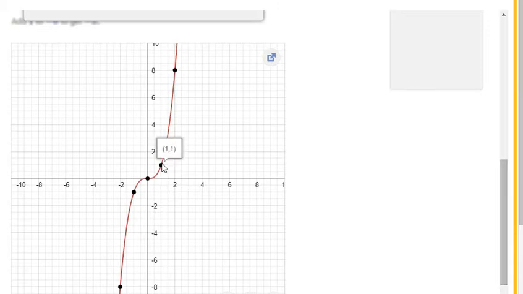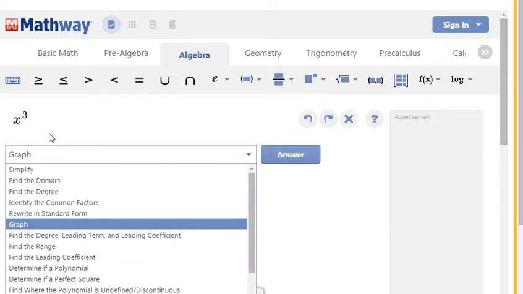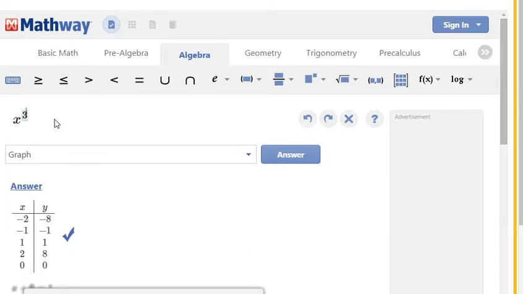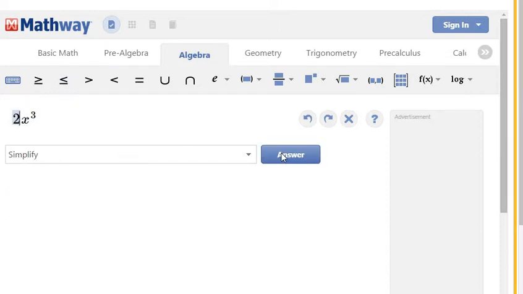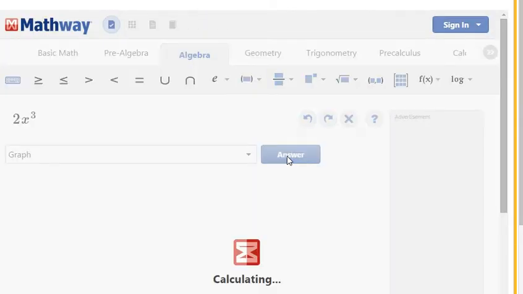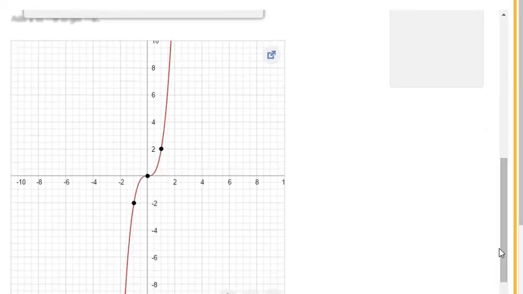Now this is what I was talking about. See this point here, 1, 1? If I multiply the y value by 2, I should have a point 1, 2, right? So let's graph the second one. Okay. Now if I just plug this 2 in front of it, and now I graph it, oops, I gotta hit the button. Notice that the point is 1, 2 now. Do you guys see the difference between the two? So I just stretched that vertically by a scale factor of 2. And that's all we were supposed to do.